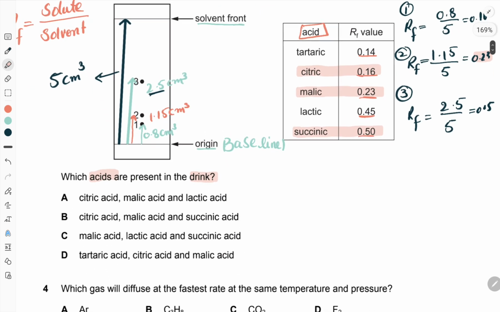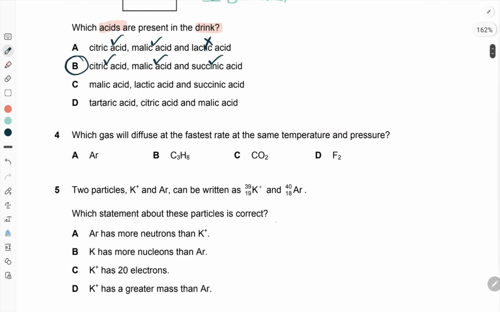So which acids are present? These three acids: citric, maleic and succinic. Therefore this B is the correct answer.